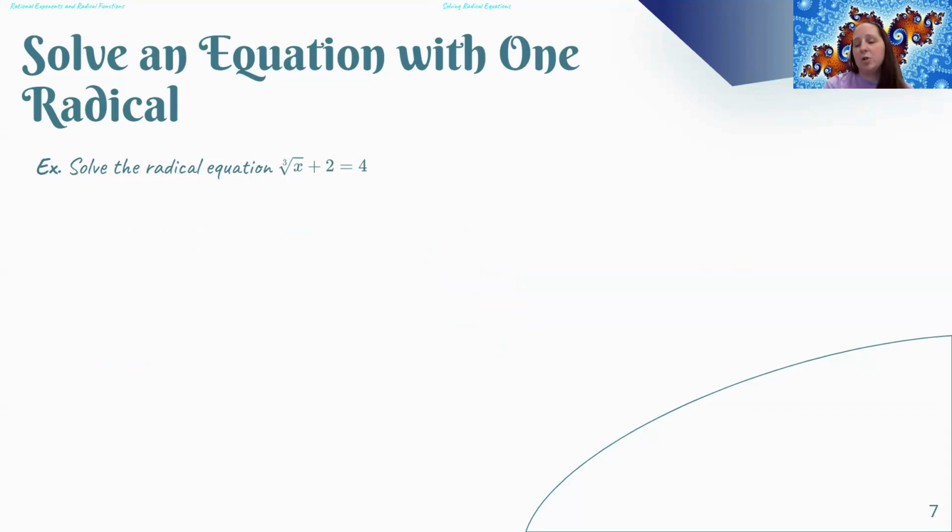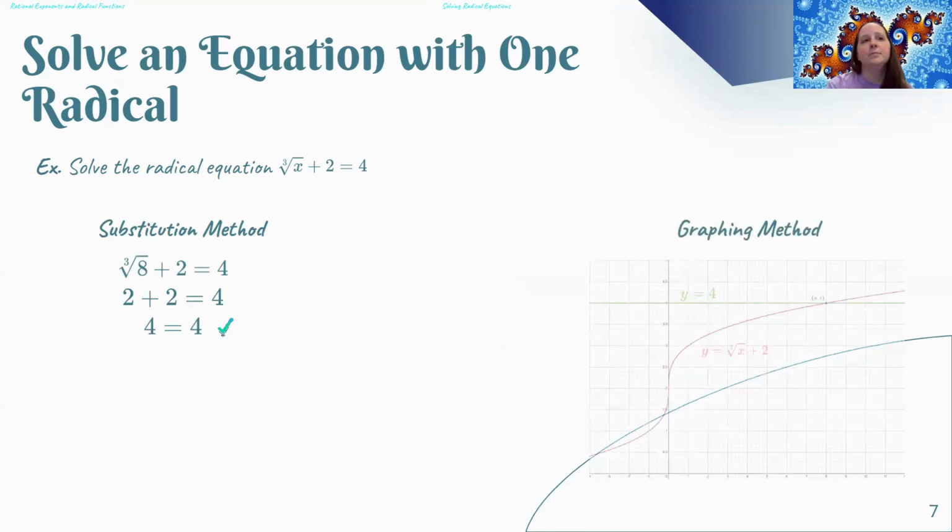Again, I can double check and ensure that this actually is a solution by substituting x equals 8 into my original equation and simplifying to see if the left and the right side equate to one another. I can, of course, also graph it. So I would graph the cube root of x plus 2, and I would graph y equals 4. As we can see, they both do connect at one point where x equals 8.